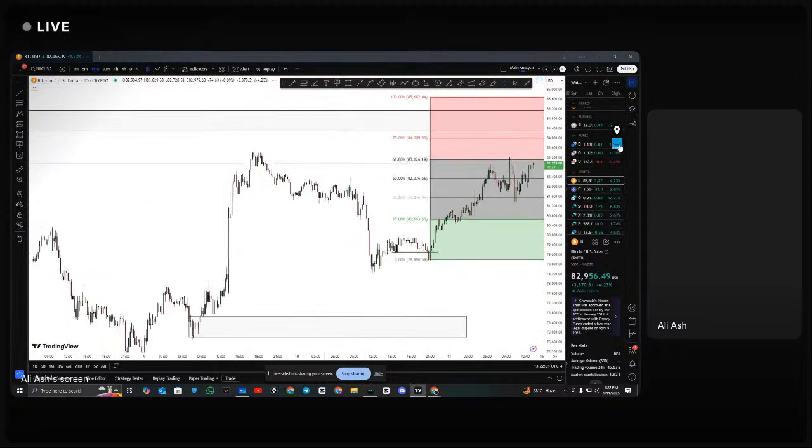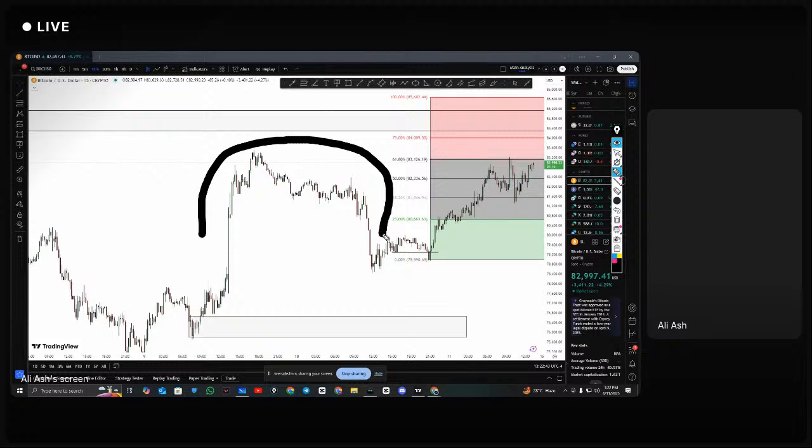So here we have a cup and handle on a BTC 15-minute chart. You can find this on the bigger time frame as well. So this is the first cup. This is the cup, and this is the handle. And with this neckline, you saw this hike, and we have an SR interchange already made.